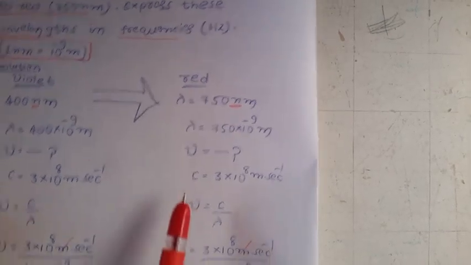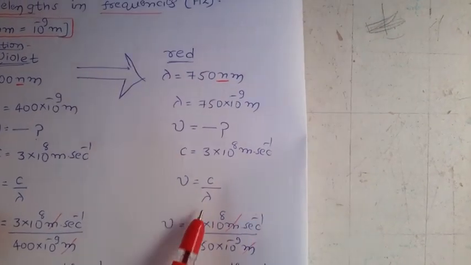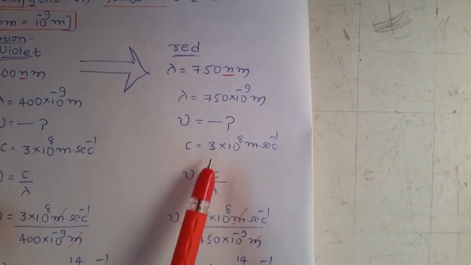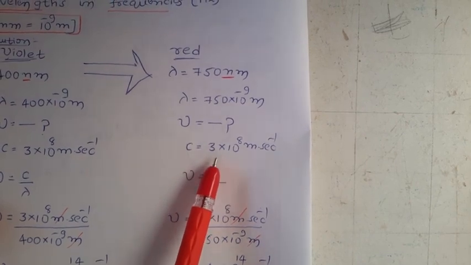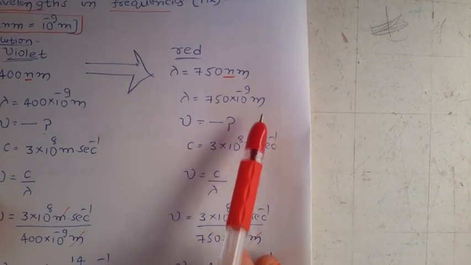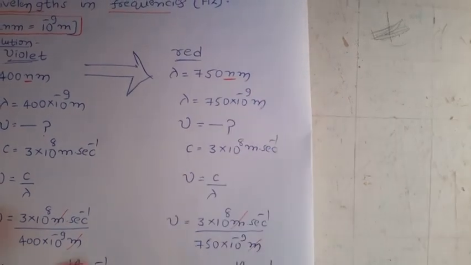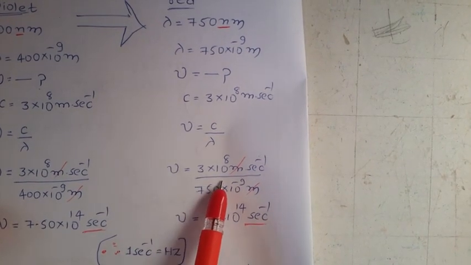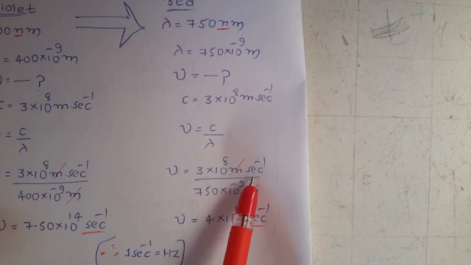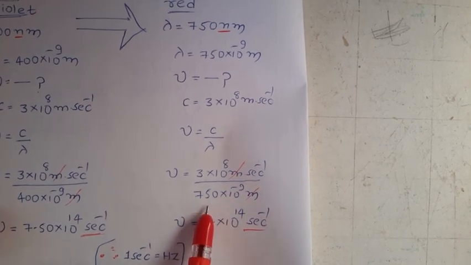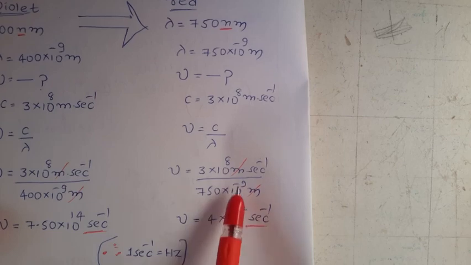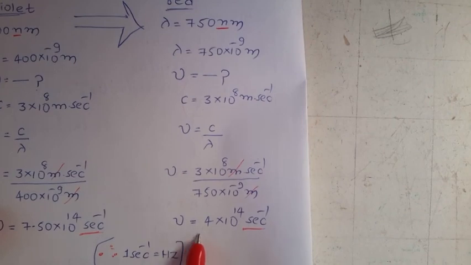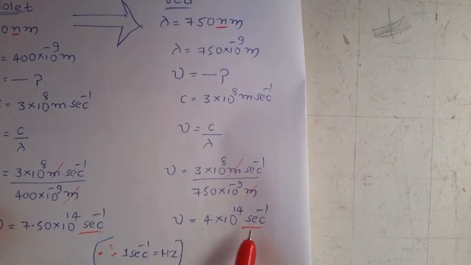We have the relation between the frequency and lambda: mu equals C by lambda. Here the C value is constant. You have to remember: lambda in meters, so I have taken C also in meters, because the units are going to get cancelled. So mu equals C, which is 3 × 10^8 meters per second, divided by lambda, which is 750 × 10^-9 meters. The meter gets cancelled. You have the frequency mu equal to 4 × 10^14 second inverse.